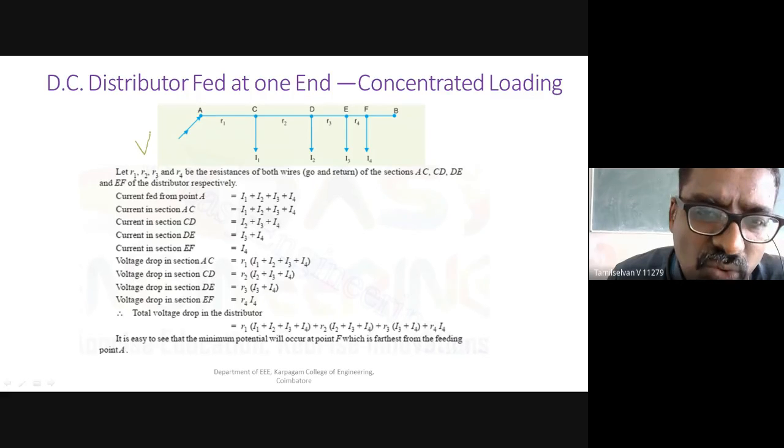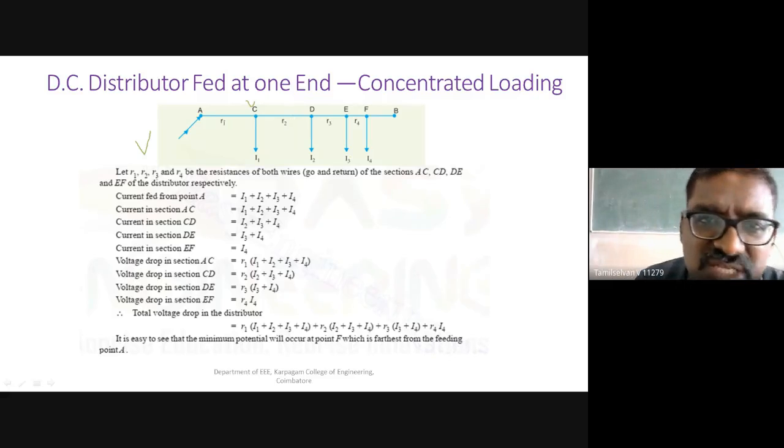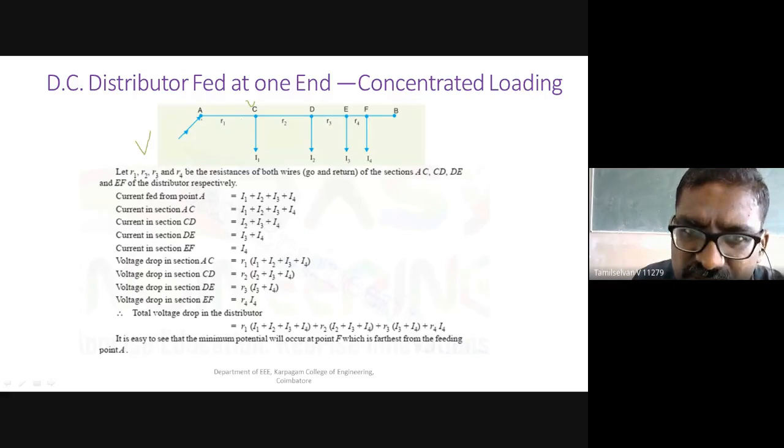Suppose the voltage here is V. So what is the voltage drop at VC, VD, VE, and VF? Assume this is the distributor, like a transmission line. It has its own resistance. In every section I am taking the resistance of the wire.